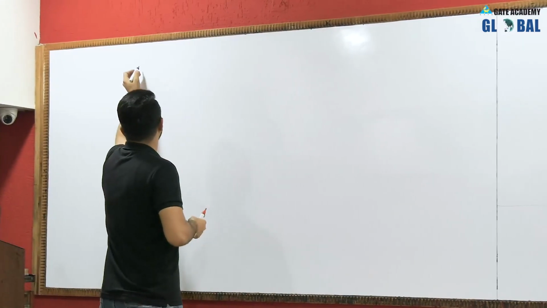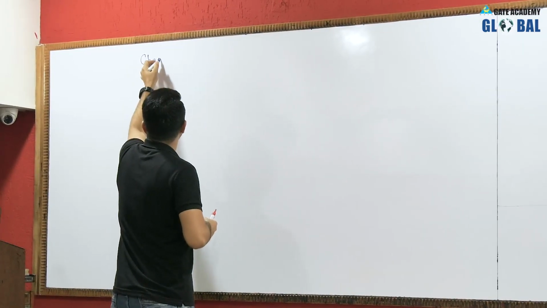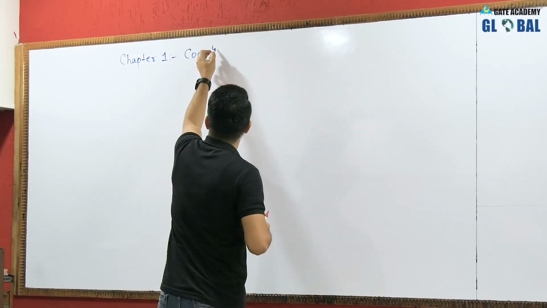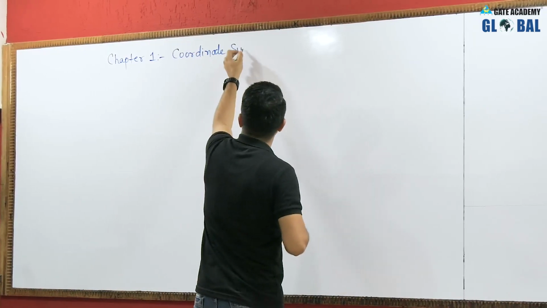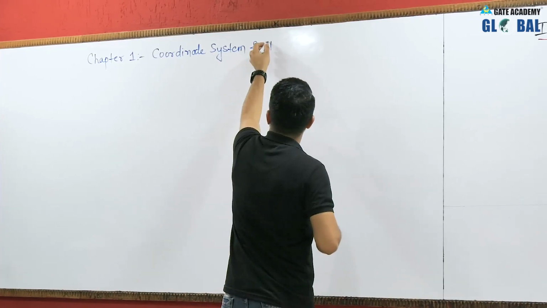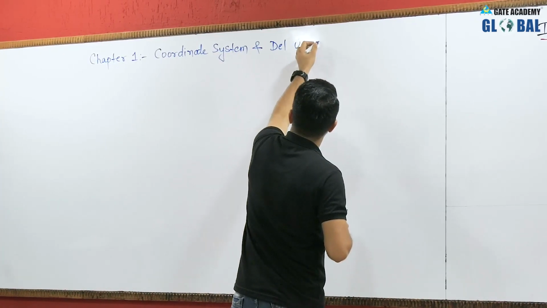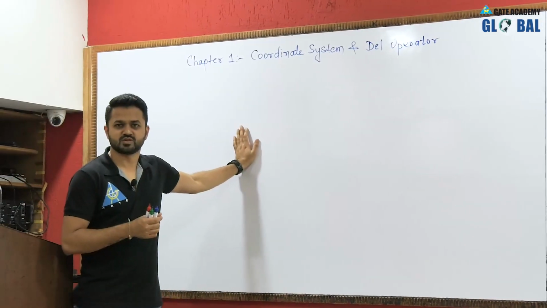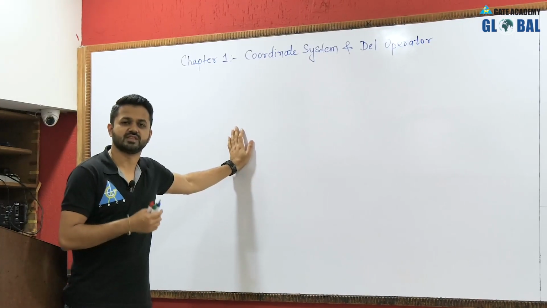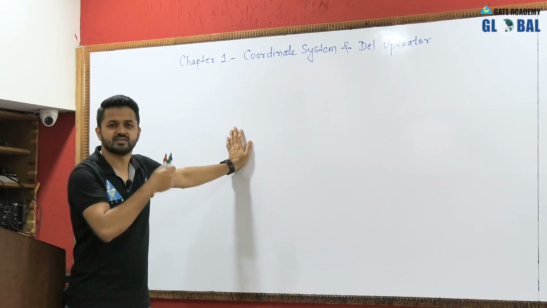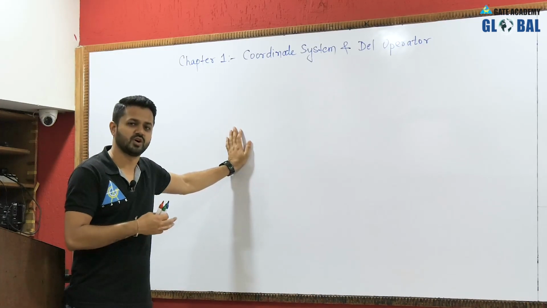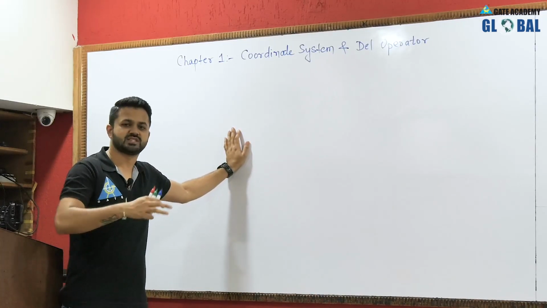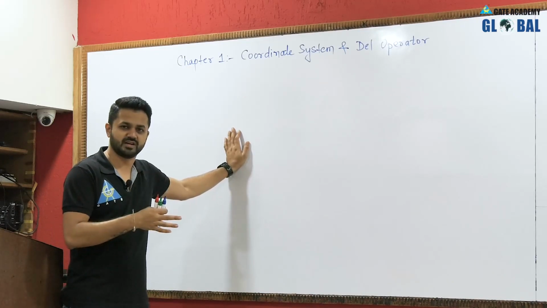So first of all, in chapter 1 we have the coordinate system and del operator. This will be your first chapter. This is the basic chapter. If you want to prepare this subject with the basics, you have to understand this chapter first, because this is the basis of all the chapters. After preparing this chapter you can jump into any chapter and gain command in this subject.